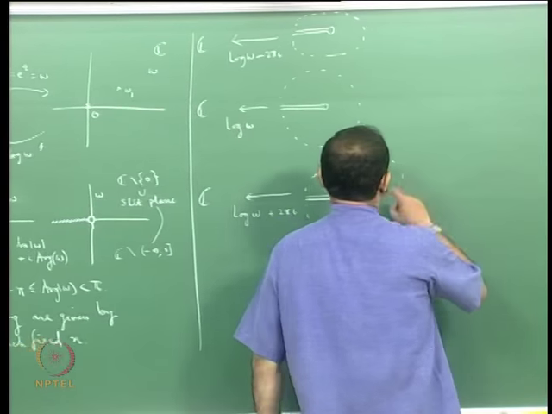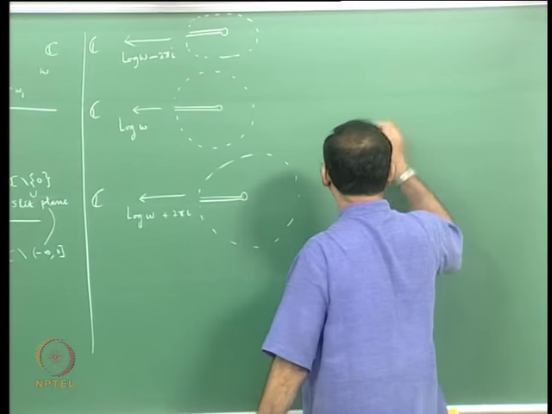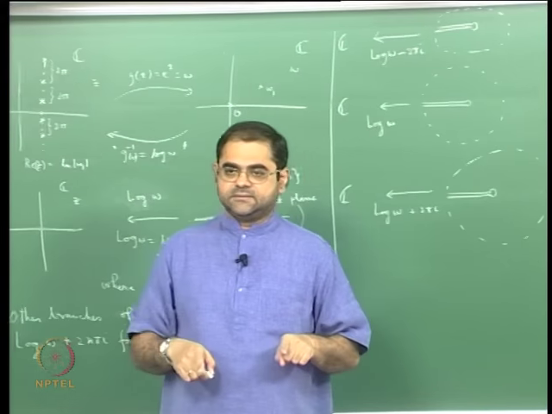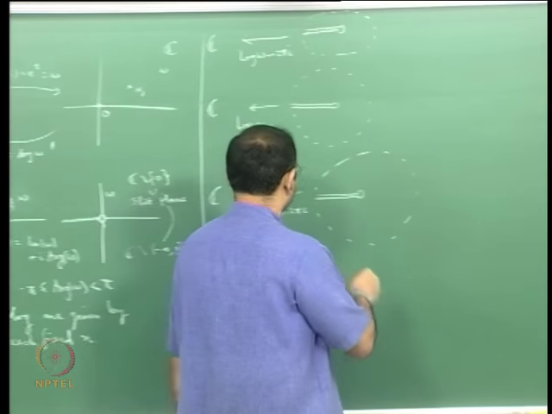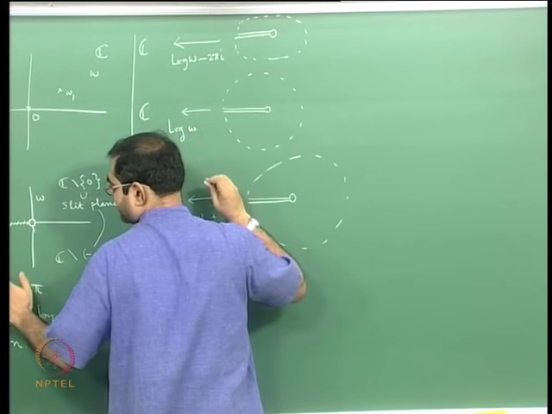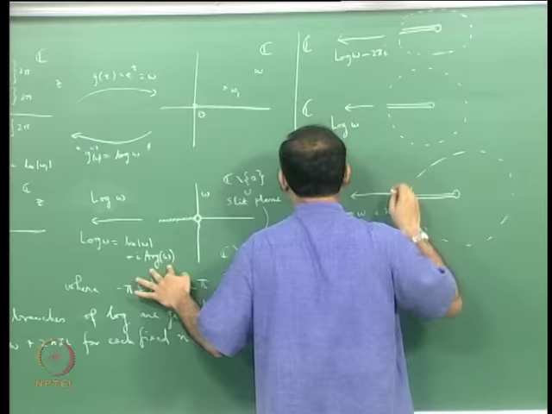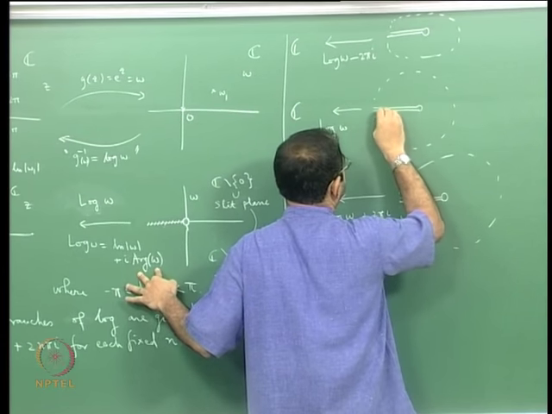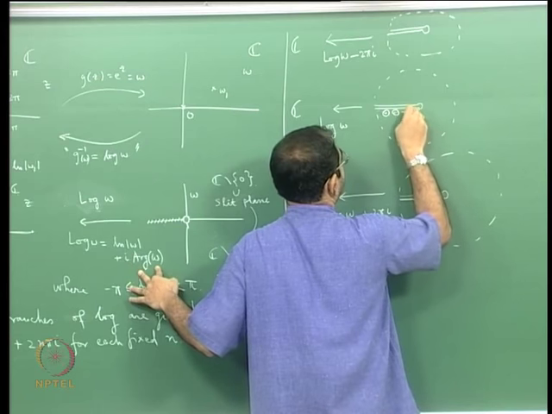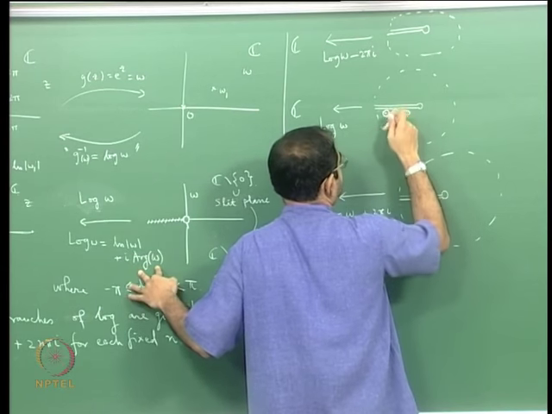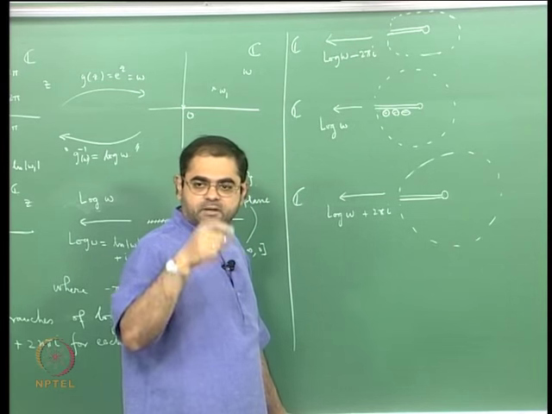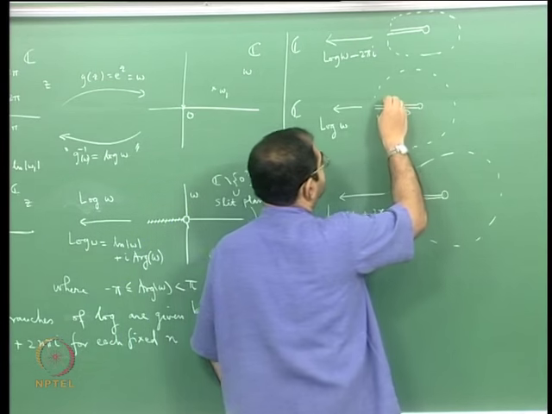Now what I do is I do the following thing. I do a pasting construction, and the pasting construction is like this. If I look at log w and look at the imaginary part, it is the argument. The argument is negative here, it is negative at these points. That is on the negative real axis, and below it, it is negative, and above it, it is positive.